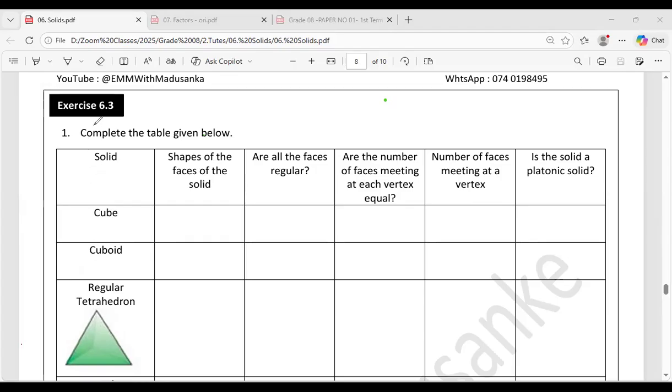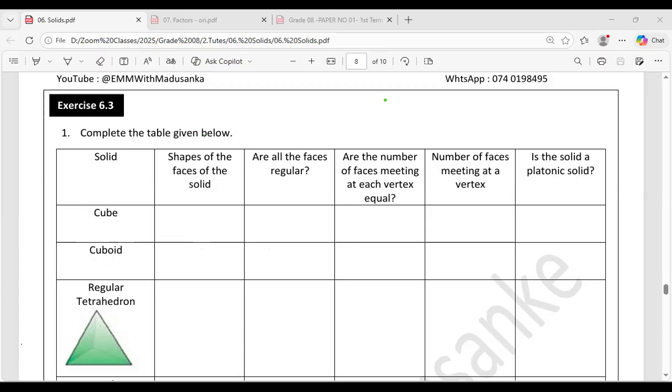So this is exercise 6.3. I will fill cube and cuboid. I need your support to complete this one, right? I need your support to fill this one. Right. Okay.